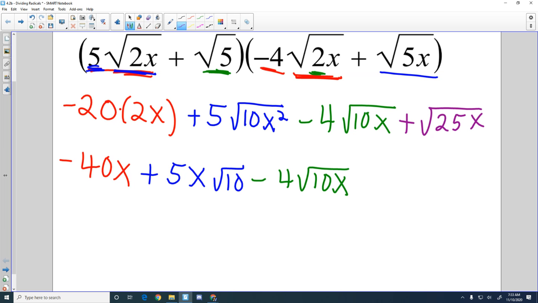And in that last term, that purple one, can I simplify anything inside of there? Square root of 25 is just a 5. So the 5 escapes, can't do anything with the square root of x, so that x stays underneath the radical.